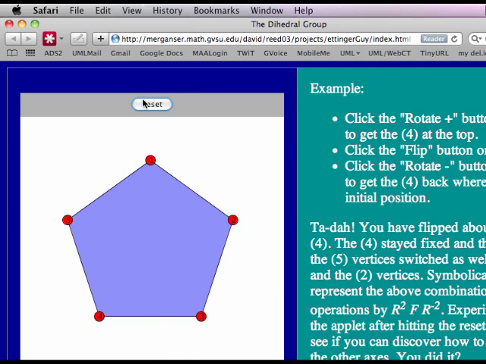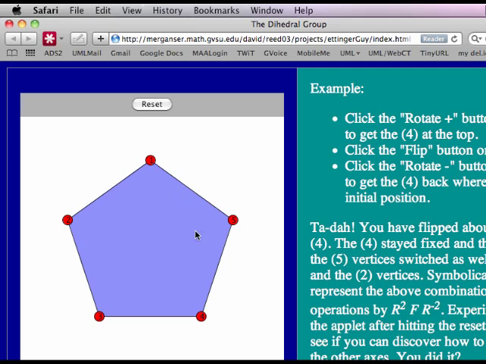A second symmetry operation, going back to the original configuration, is a flip along the vertical axis of symmetry passing through vertex number 1. Perform that flip, and 2 and 5 are switched, 3 and 4 are switched. So the function that leaves 1 fixed maps 2 to 5 and 5 to 2, 3 to 4 and 4 to 3 is another function.